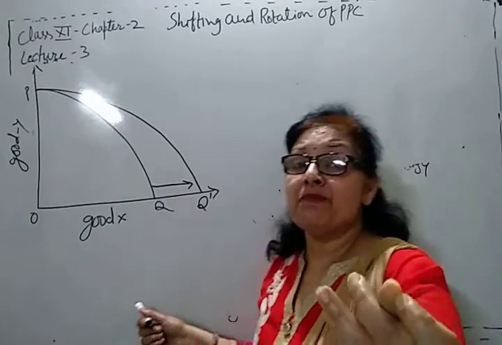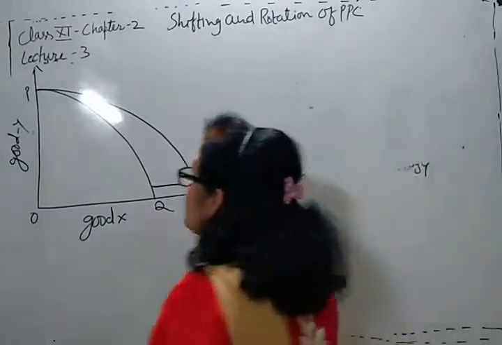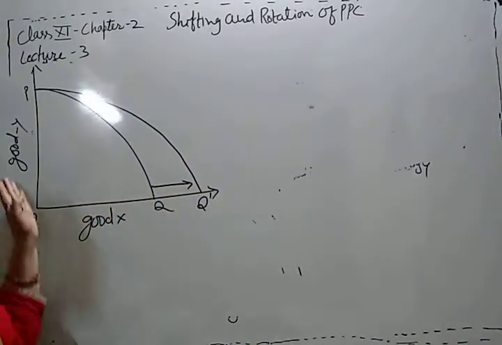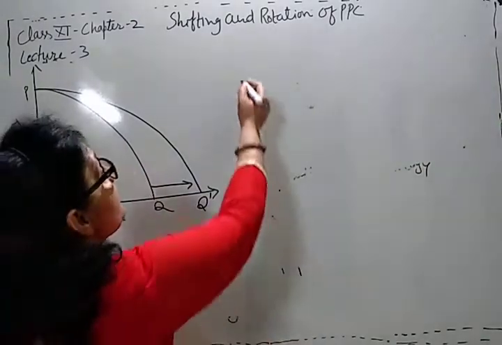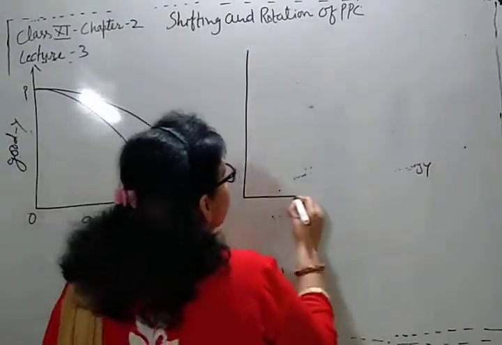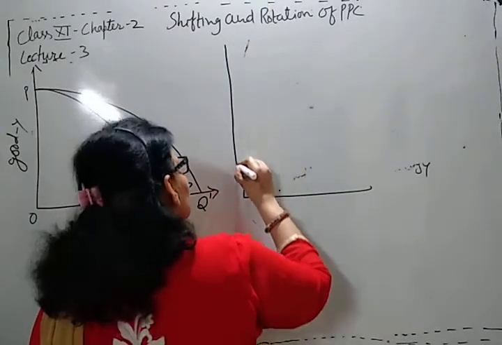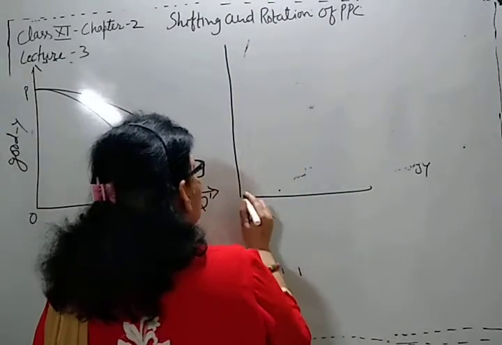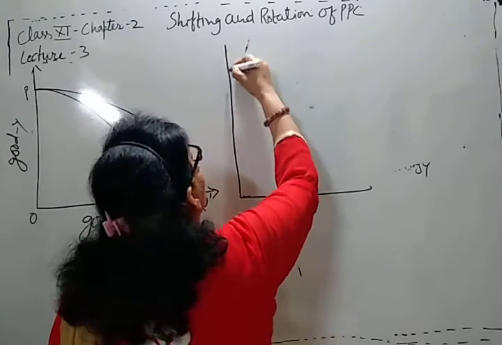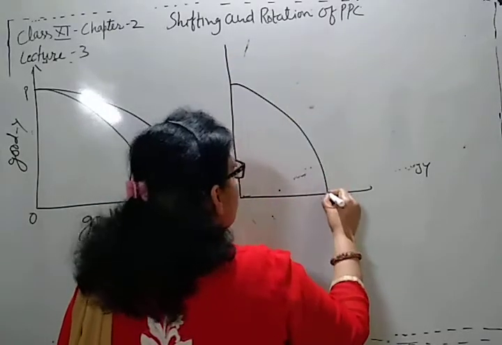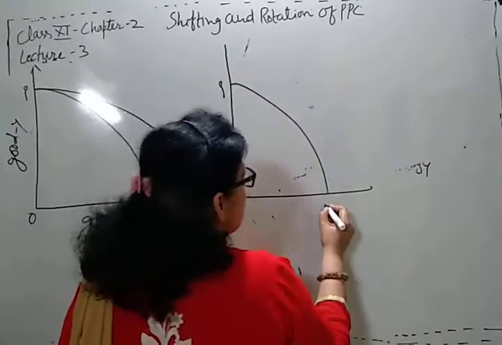In the same way, if we use efficient technology for the production of good Y, now what will happen? Initial PPC is PQ.